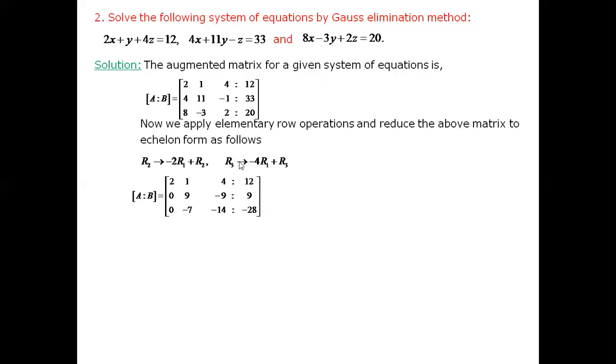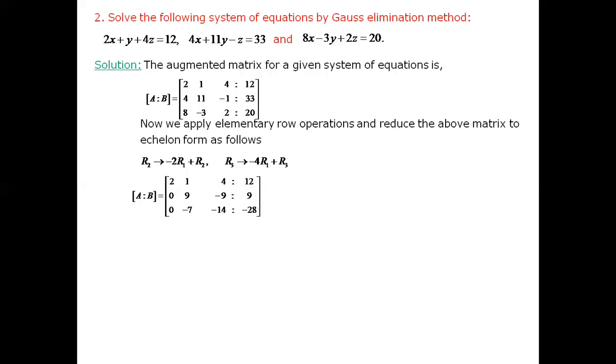Now the third row, so it is minus 4R1 plus R3. See, minus 4 into 2, minus 8. Minus 8 plus 8, the first term was 0. Whereas the second term, 1 into minus 4, it is minus 4. And we have minus 3 here. Minus 4, minus 3, minus 7. And this is 4 into minus 4, minus 16, plus 12... plus 2. So minus 16 plus 2, it is minus 14. And next, this is minus 4 into 12 plus 20 gives minus 28. So this is the matrix of the first stage.